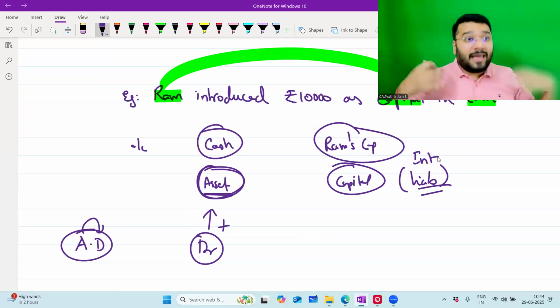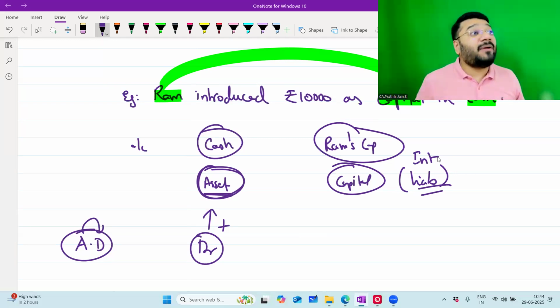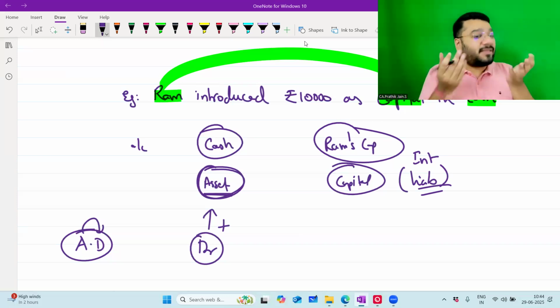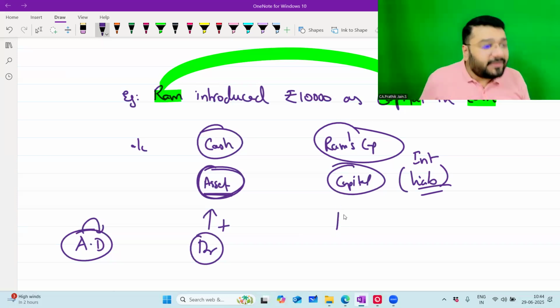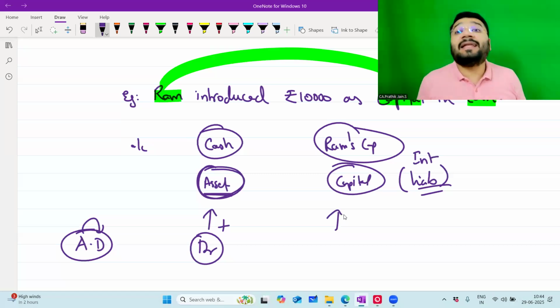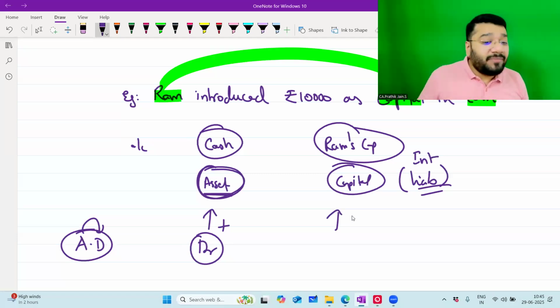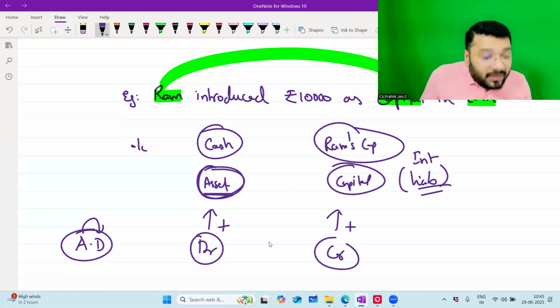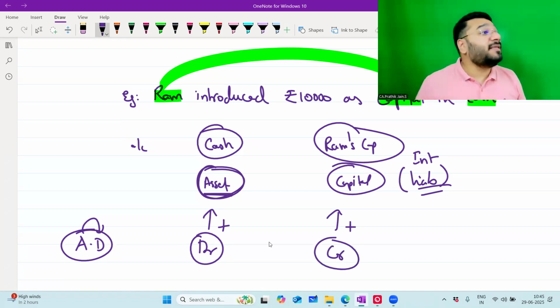The more liability you get, does the liability increase or decrease? Increases. So here, can I say liability is increasing? Liability is increasing means addition. When the liability increases, you have to give a credit. When liability is increasing, you have to give a credit. Okay? Now, how do you remember this?